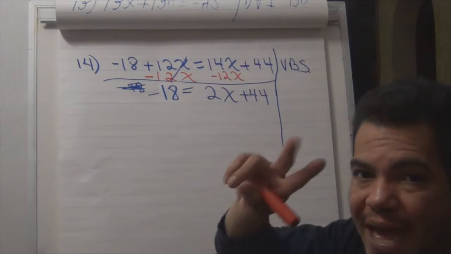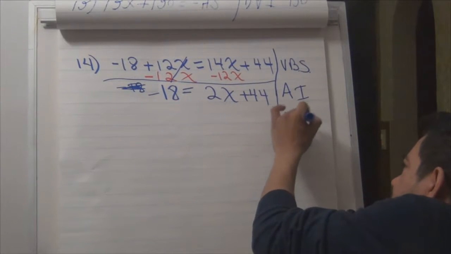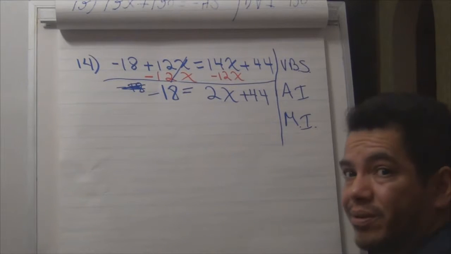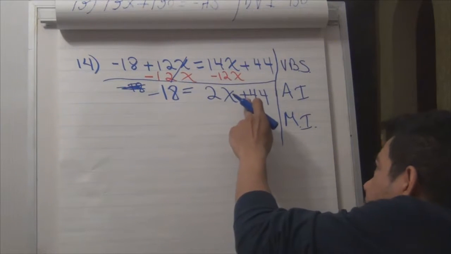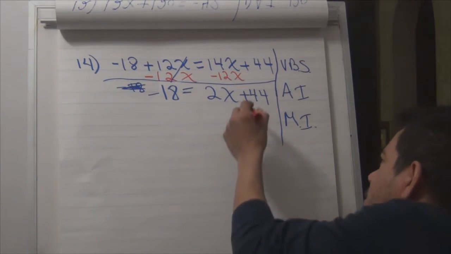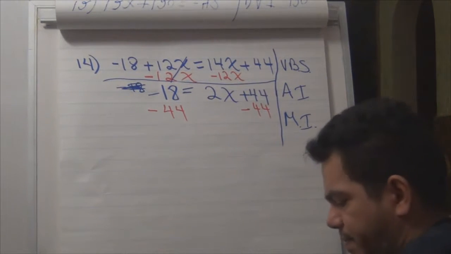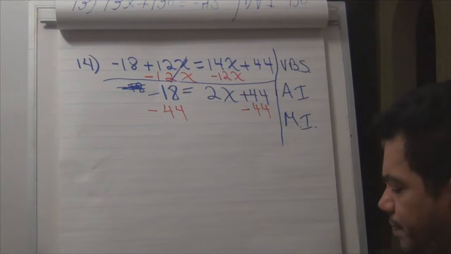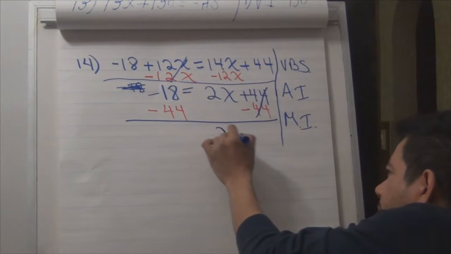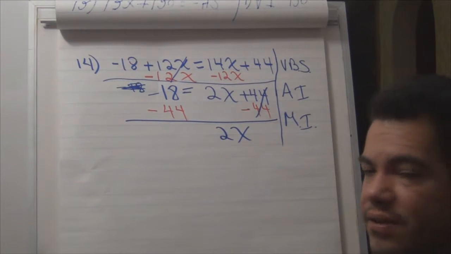So guess what are the two last operations that we use? We use the additive inverse and we use the multiplicative inverse. The additive inverse of what? The number that is adding or subtracting. So plus 44, let's use minus 44. Minus 44. Okay? And now we do the math. This cancels out. As I progress, I'm going to start doing this faster and faster and faster.